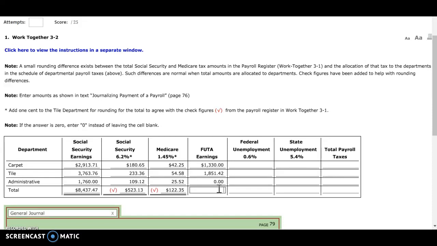Okay, so we have $3,181.42. Now we need to figure out our federal unemployment, so we're going to take our FUTA earnings times our federal unemployment of 0.6%. That means we get $7.98. We'll do the same thing for tile.